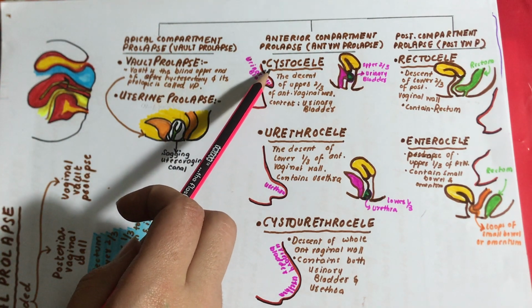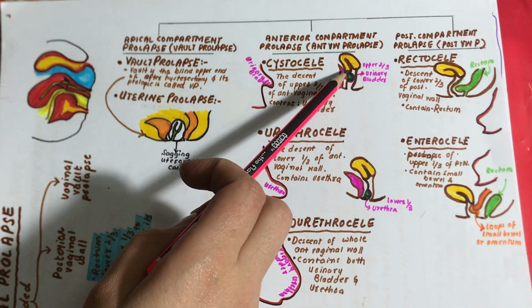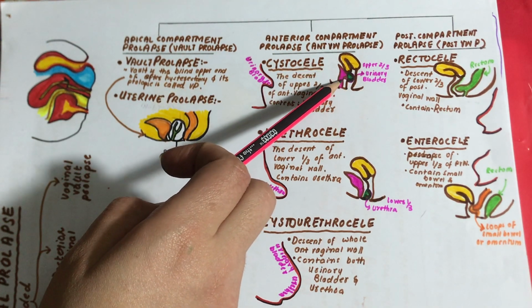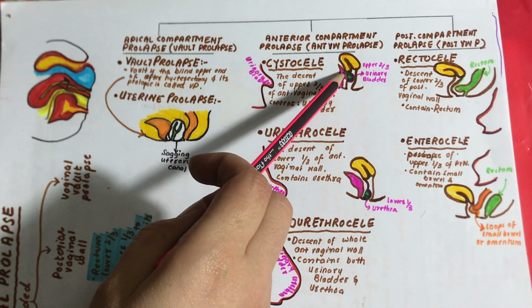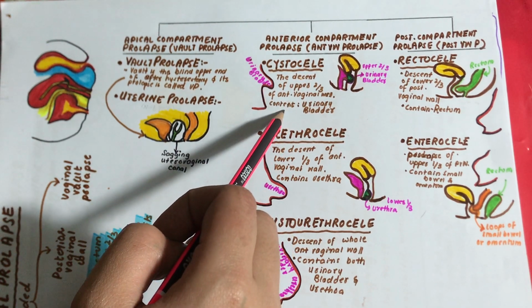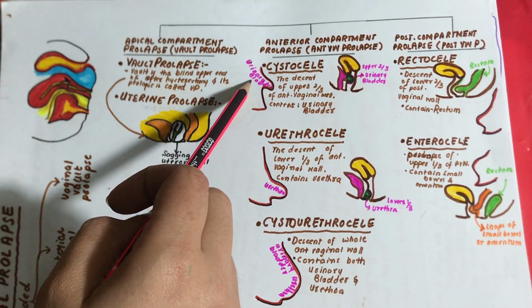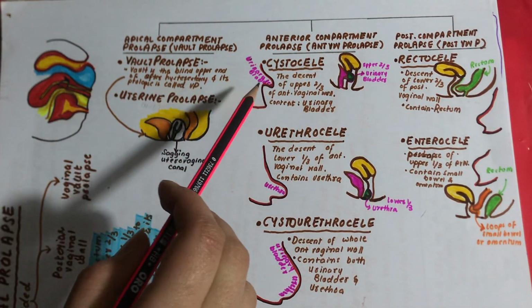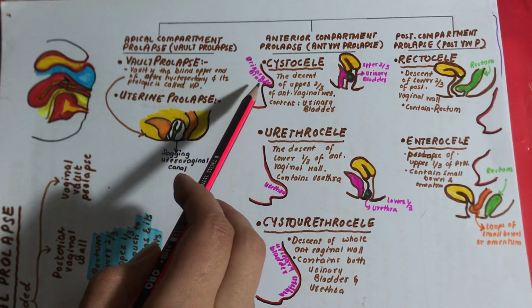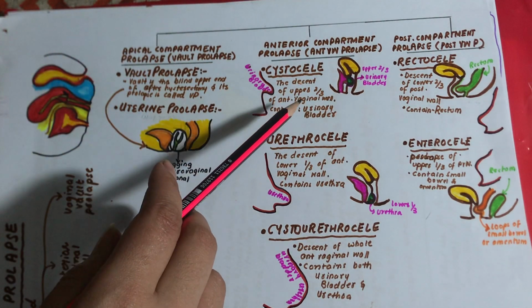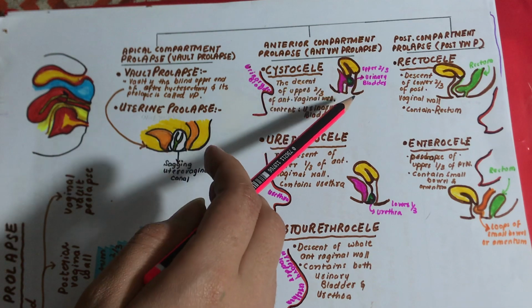The first is cystocele. What is cystocele? Look, I have made a diagram. This is the anterior vaginal wall. When the descent of the upper two-thirds of the anterior vaginal wall occurs, this is known as cystocele. And what are the contents of cystocele? The urinary bladder. So when you are asked about cystocele in a scenario, the presenting complaints will be related to the urinary bladder, such as urine frequency, urine incontinence, and UTI. So cystocele is the descent of the upper two-thirds of the anterior vaginal wall, and the content is the urinary bladder.